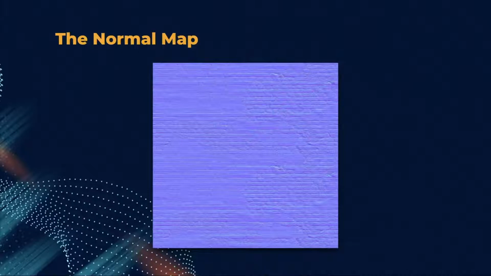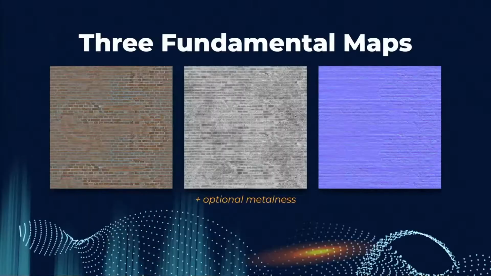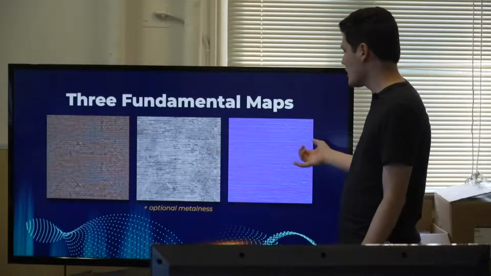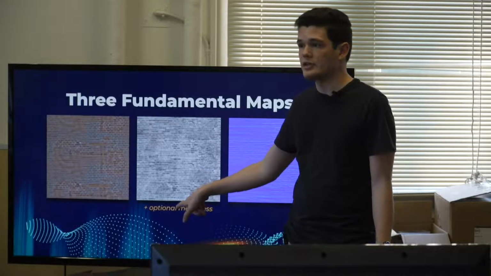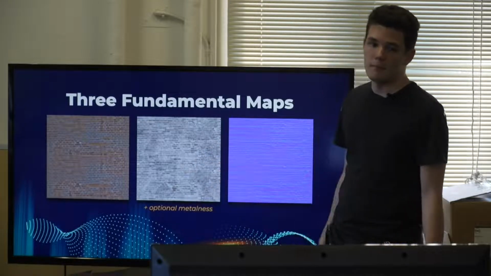When you were looking at my image earlier, David, and you were asking about those little micro details, that was a normal map doing that. So that is the three fundamental maps of PBR. We've got our color, or albedo as it's sometimes called. We've got our roughness, and we've got our normal map. And then sometimes we'll have a metalness map as well, but that's not in most materials.